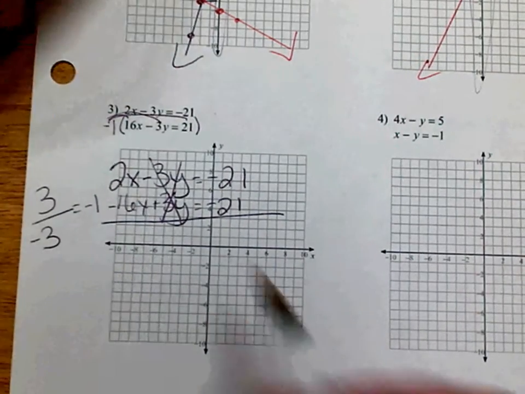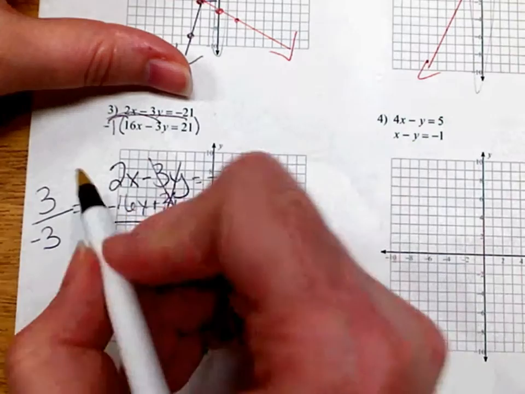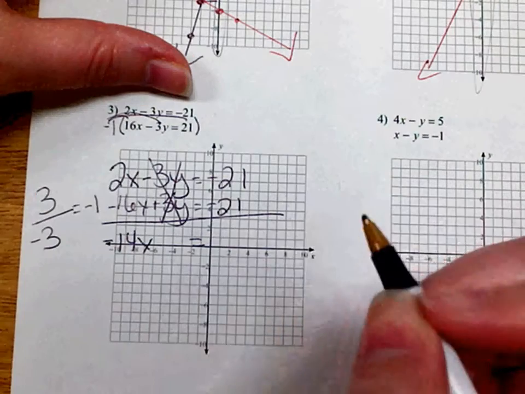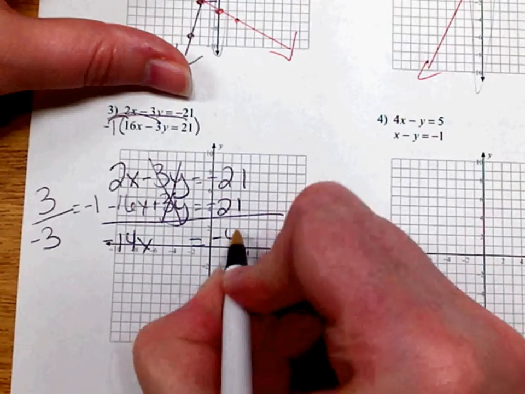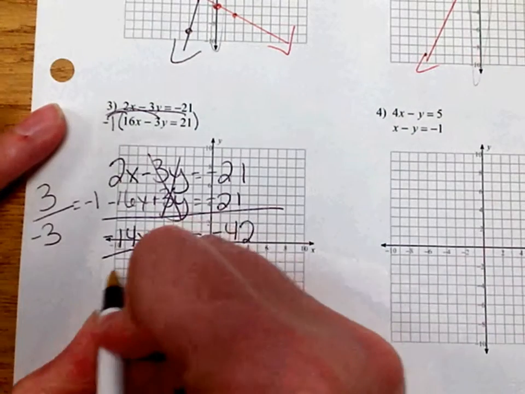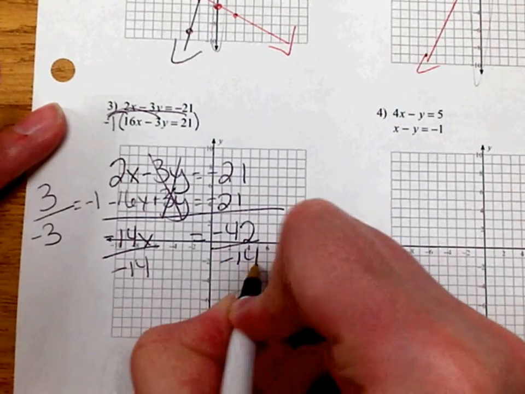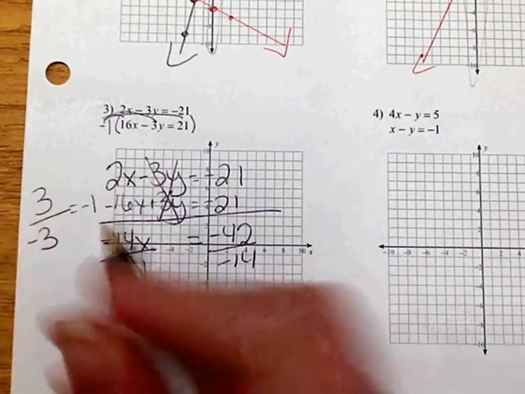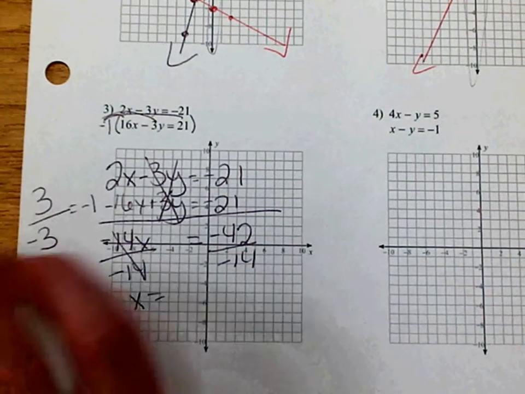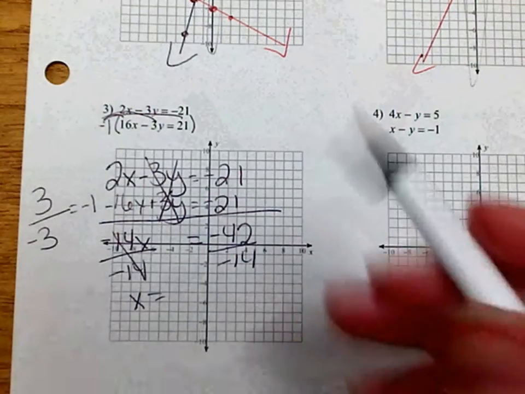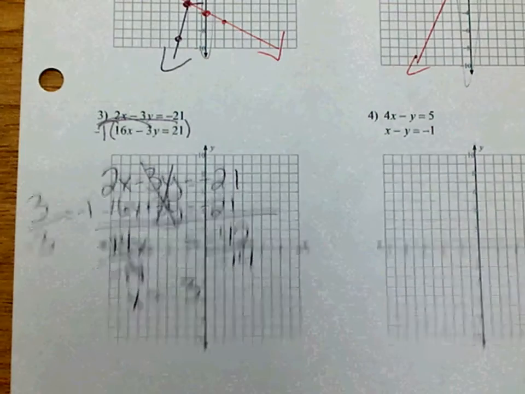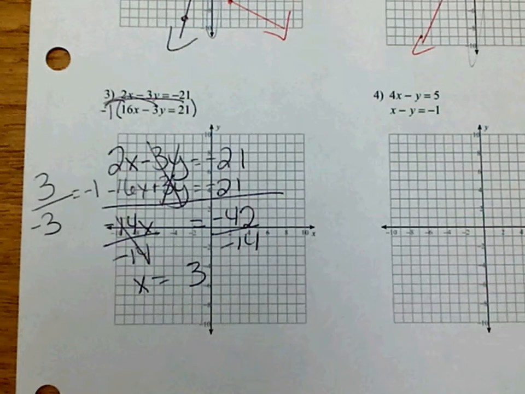So 2x plus negative 16x is negative 14x. And negative 21 plus negative 21 is negative 42. So I'm going to divide both sides by negative 14. I've got x equals negative 42 divided by negative 14, and I get 3. X equals 3. So then I know half of my answer. I know x, but I don't know y.